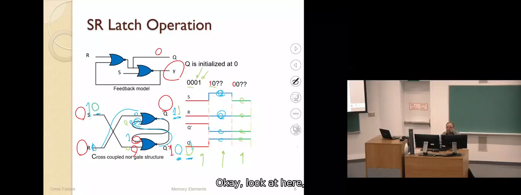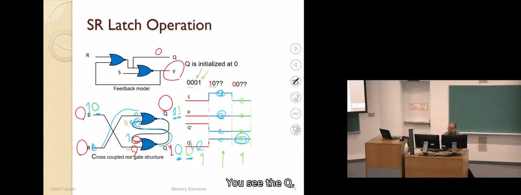Look at here. At the first column, you see S is 0, R is 0, and Q is what? Q is 0. But at the third column, S is 0, R is 0, but Q is 1. Q is 1.